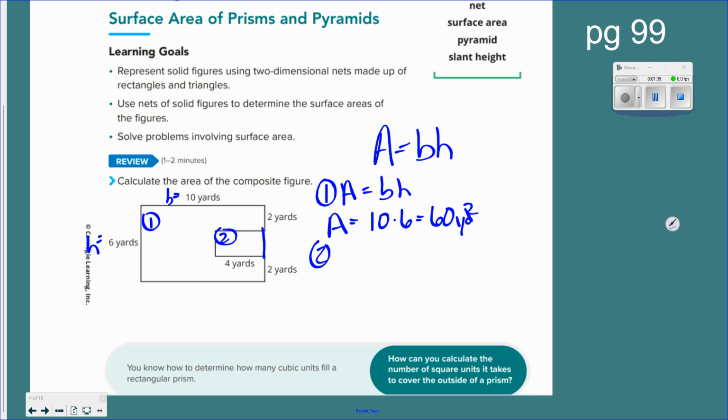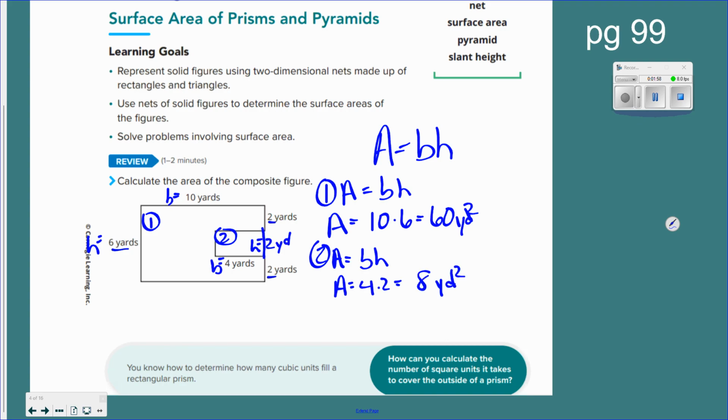For number two, it's also a rectangle. Base times height. This one, they didn't tell me that height, but I know the whole thing is 6. That's 2 and that's 2, so this is also 2. So I have a base of 4 and a height of 2. So area equals 4 times 2, or 8 square yards.